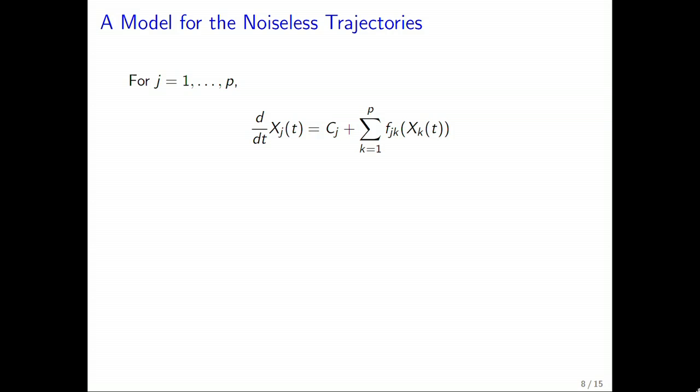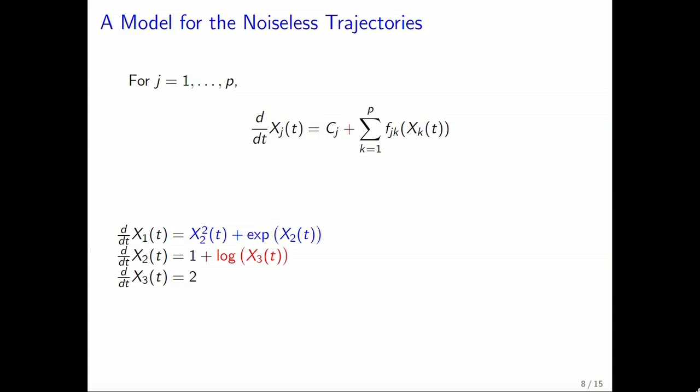f_jk is a function that tells me the extent to which the kth gene affects the jth gene's expression over time. So to make it really concrete, here's a little toy example with 3 genes. If we look at the system of equations, we see that x1's expression is a function of x2, x2's expression is a function of x3, and x3's expression isn't a function of either of the other genes. So corresponding to the system of equations, there's a graph where there's an arrow pointing from x2 to x1 and an arrow pointing from x3 to x2.